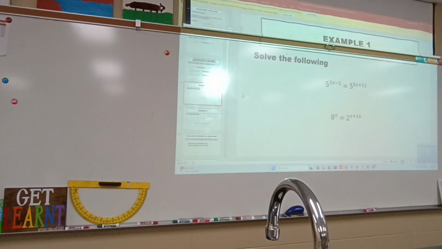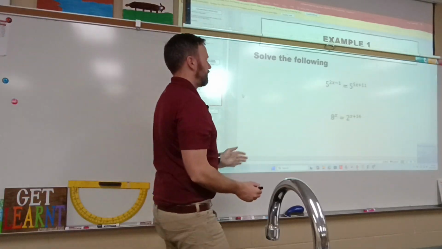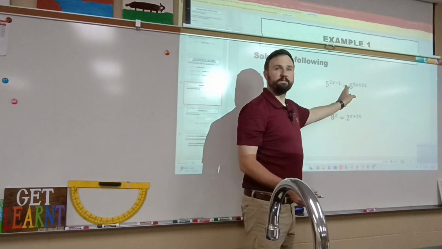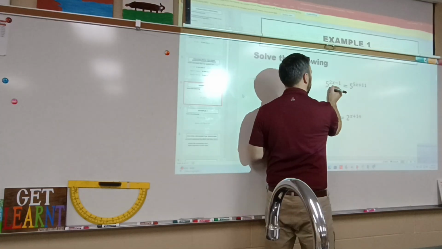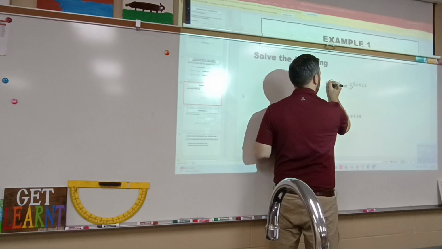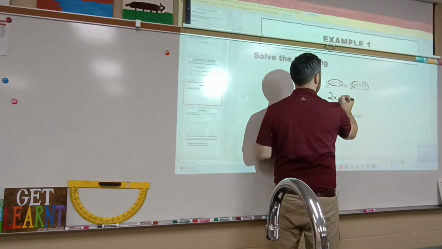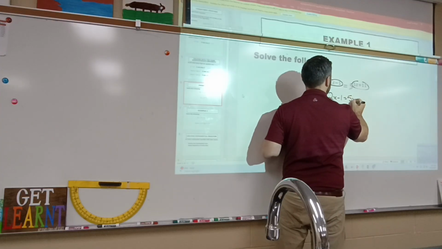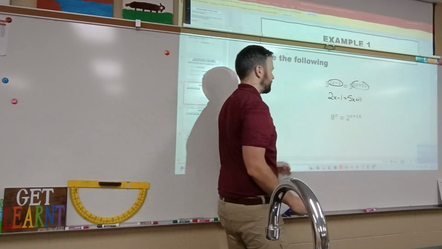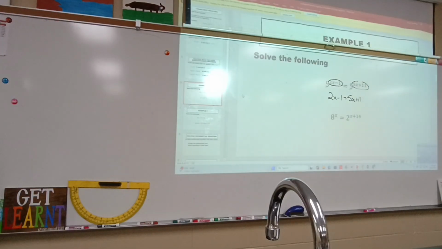All right. So, what do you think you can do with this equation? Do you think you have to do anything fancy? Or can you look at it and say these are both 5? So I can set the exponents equal to each other. This is what the first one in the homework looks like. You guys see that?